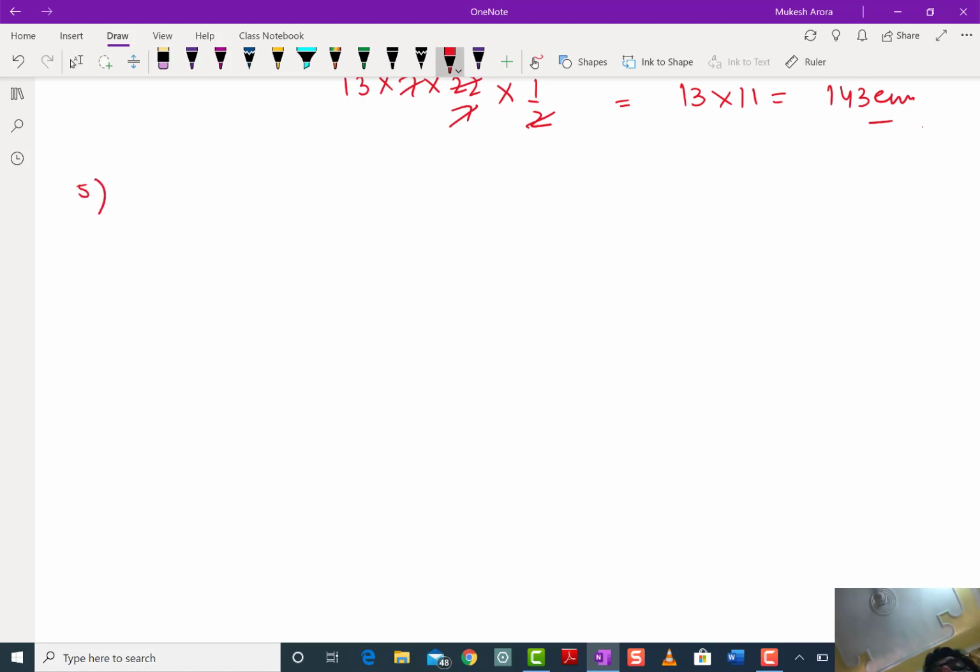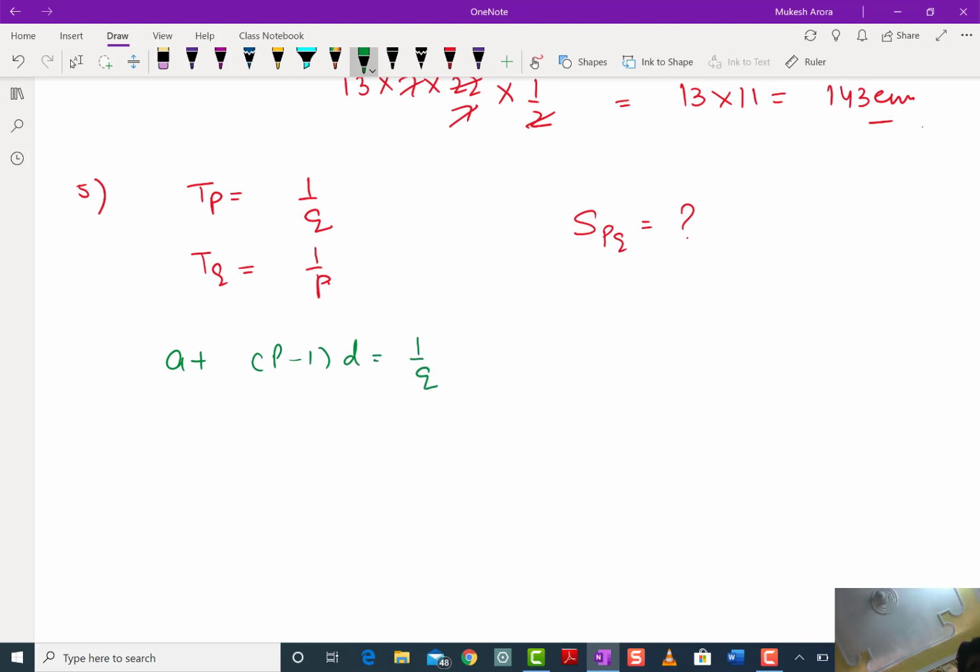Fifth sum: the pth term of an AP is 1 by Q, and the Qth term is 1 by P. Find the sum of PQ terms. So the pth term means A plus P minus 1 D is equal to 1 by Q, and A plus Q minus 1 D is equal to 1 by P.